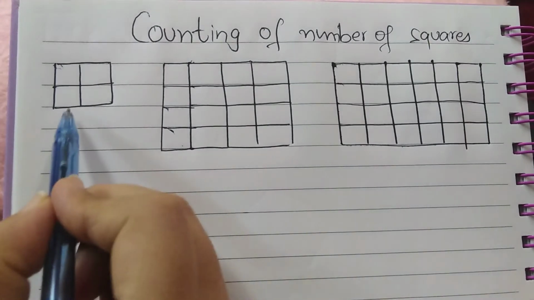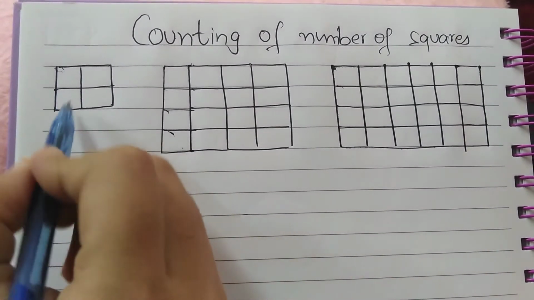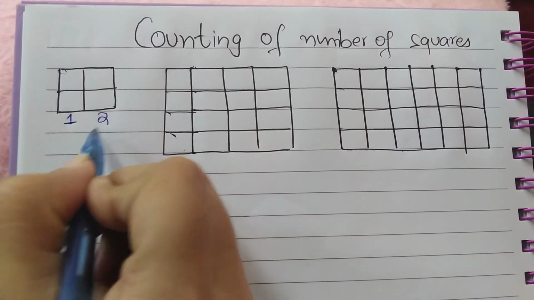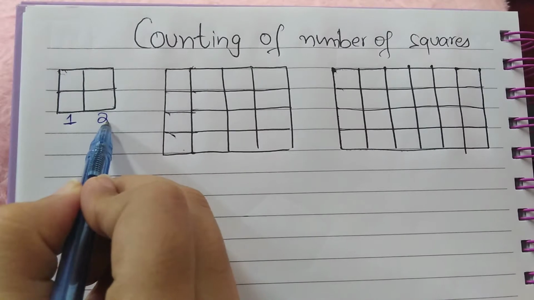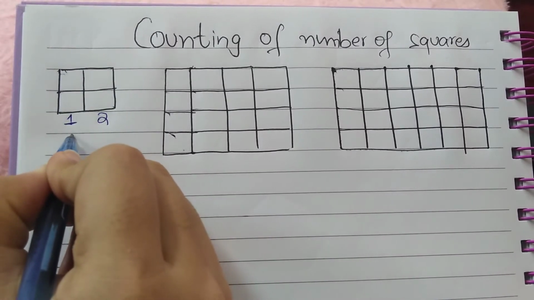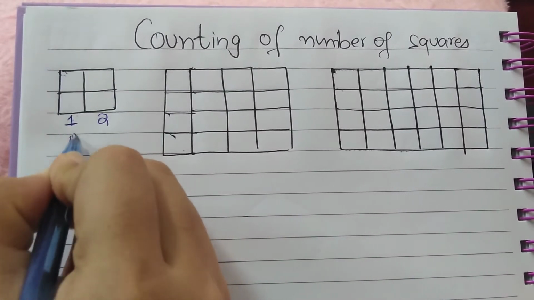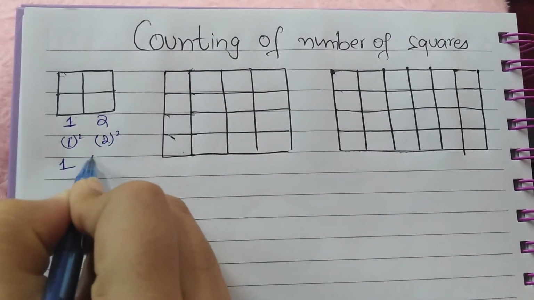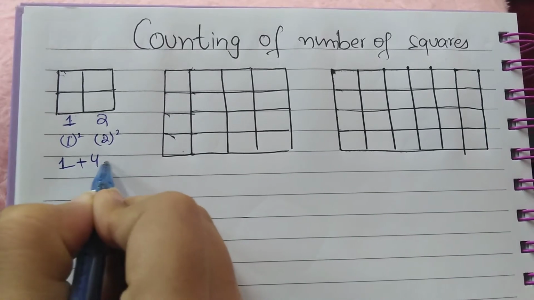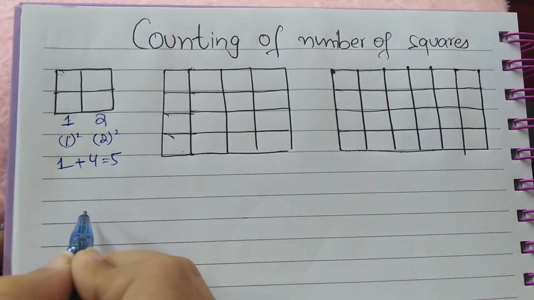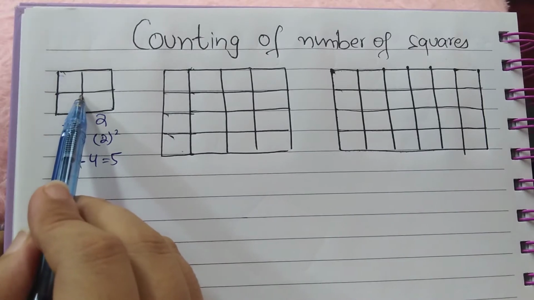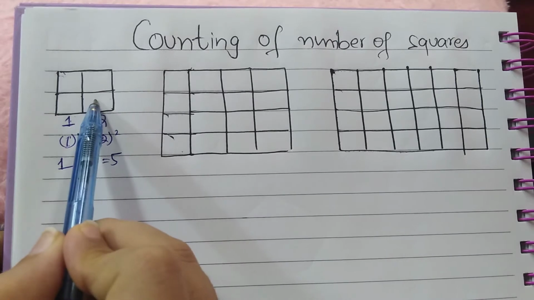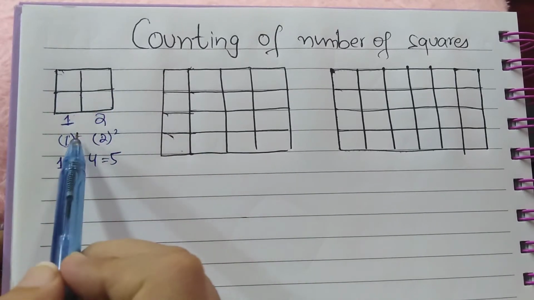In the first case, when the number of rows and columns are equal, just write the number of squares in the base, 1 and 2. There are 2 squares in the base. Just write their number and find their square. 1 square and 2 square. 1 square is 1 and 2 square is 4, and add them. 5 will be the answer. So there are 5 squares in this diagram. Traditionally if we count 1 2 3 4 and the larger one, there are 5 squares.